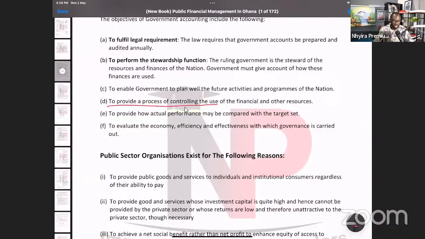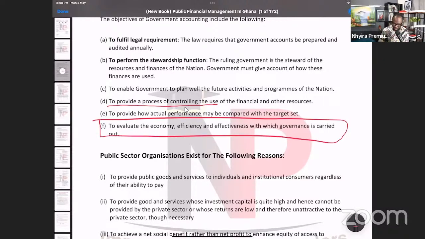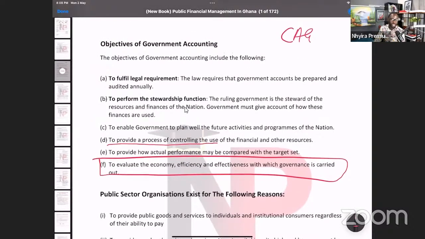And that ties to the 5th point, to provide how actual performance may be compared with the target, and to evaluate the concept of value for money. To evaluate value for money. So these are what we mean by the objectives of government accounting.